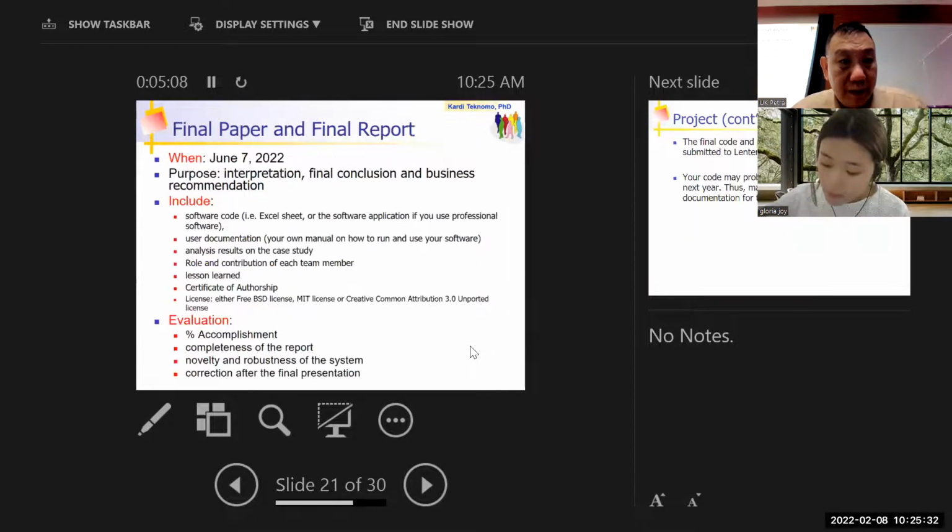So, and then the last part is, of course, June 7. This is nearly the final exam. At this point, you don't need to present. You only write the report. Okay. So include in your report the software code or Excel sheet that you use, software documentation, user documentation, analysis, okay, and the whole report. Okay.